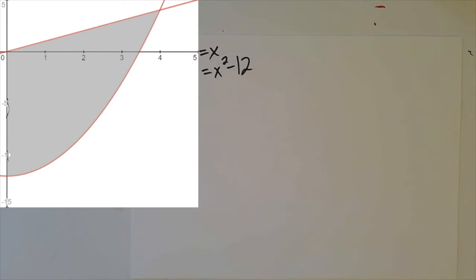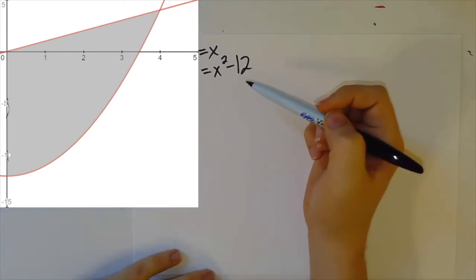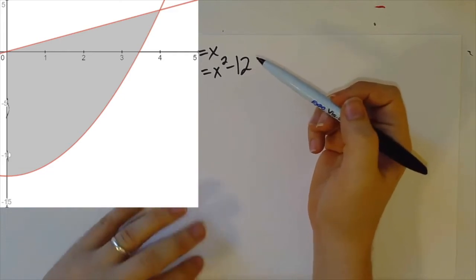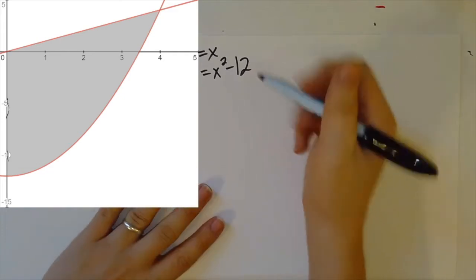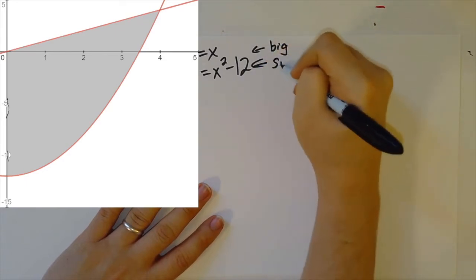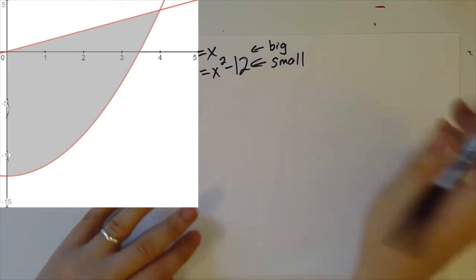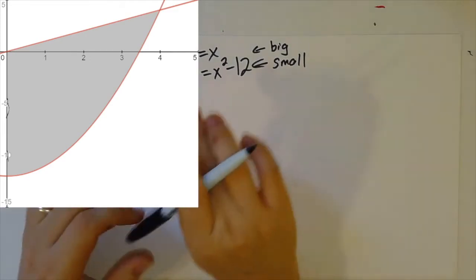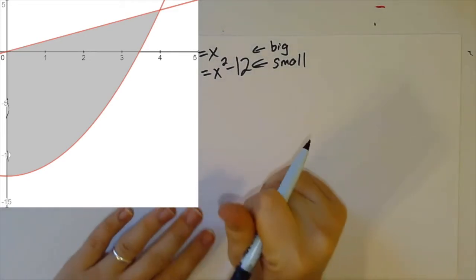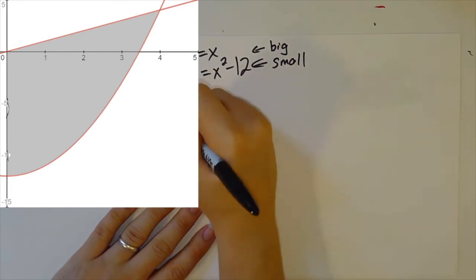Well, I should figure out which of these is the big function and which of them is the small function. And I can figure out that from the graph, because one of these is a line and one of them isn't, and the line is the one that's the big function. So this is the big function, this is the small function. And I need to figure out exactly what the interval is. And at least from the graph, it kind of looks like the interval goes from 0 to 4, but I can make sure I know exactly where that intersection is.